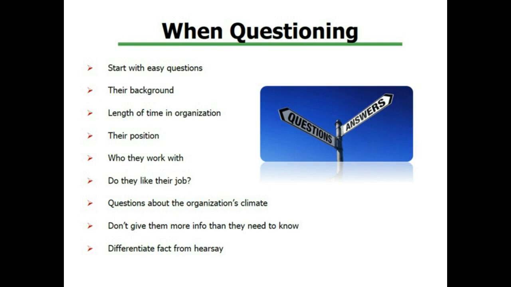Oh, I bet if you're in research and development, you must work with so-and-so and so-and-so. Do you really like your job? I think it sounds like it'd be interesting to work in that department. What's it like to be in that department? What's the climate like? Do you all get along? Do you go out for drinks after work? Do you have lunch together?